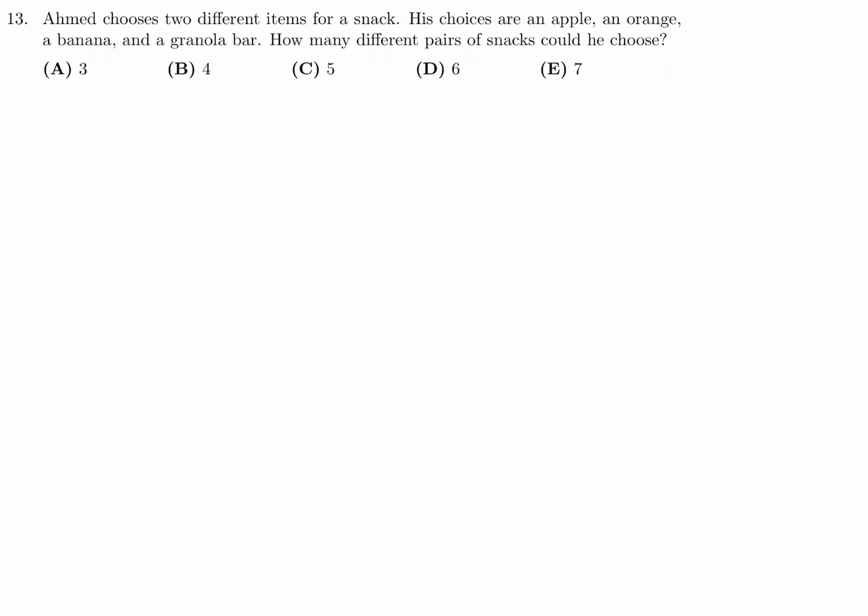Ahmed chooses 2 different items for a snack. His choices are an apple, an orange, a banana, and a granola bar. How many different pairs of snacks could he choose? For the first snack, he has 4 choices. For the second snack, because they have to be different, he has only 3 choices. Multiply and you get 12.